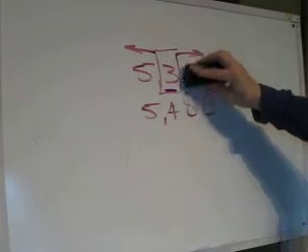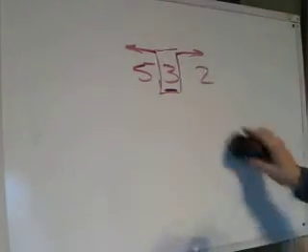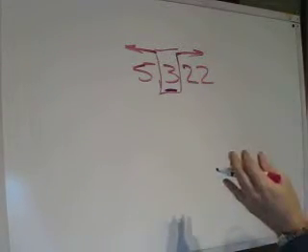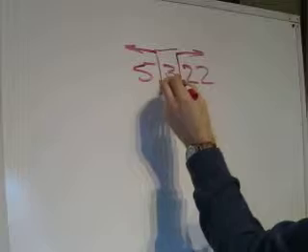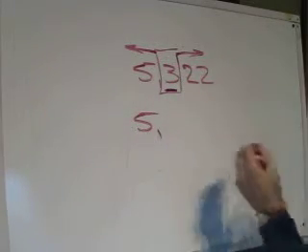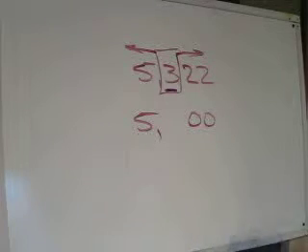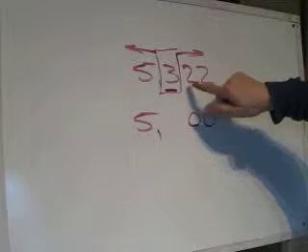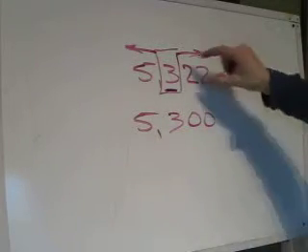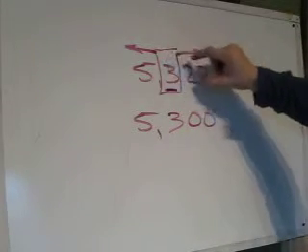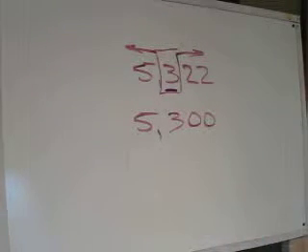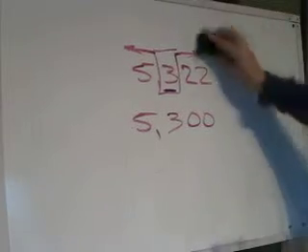If this number were less than 5, let's make it a 2, everything else we would do the exact same. Everything to the left of the 3 would remain. Everything to the right of the 3 would turn into a 0. But because this is a 2, because it's less than 5, we do nothing to the 3. If it's 5 or greater, it goes up 1. If it's less than 5, it stays the same. And that would be rounding 5,322.